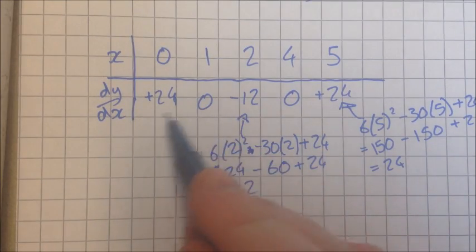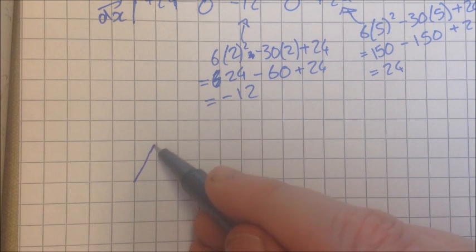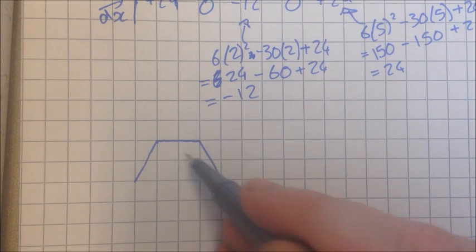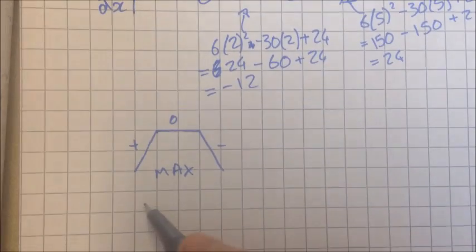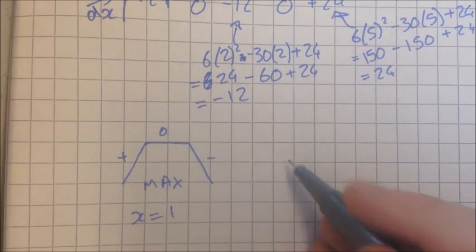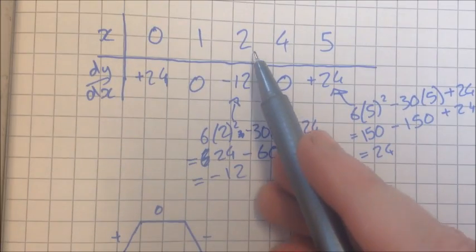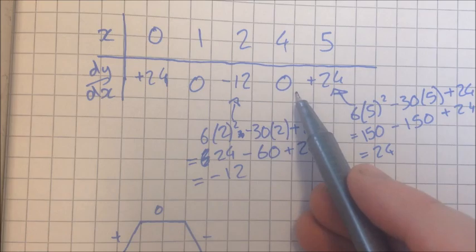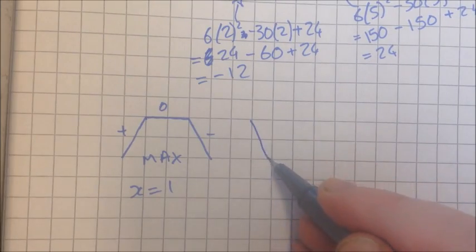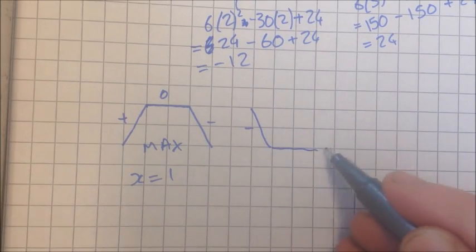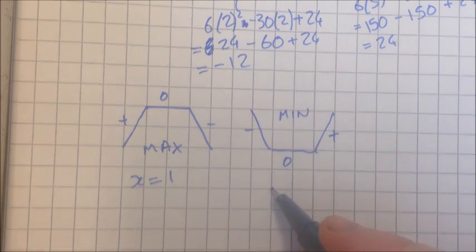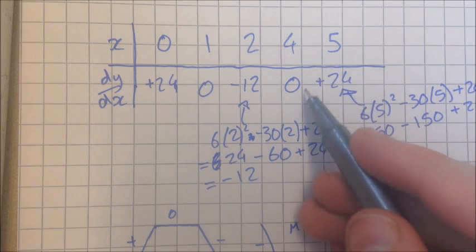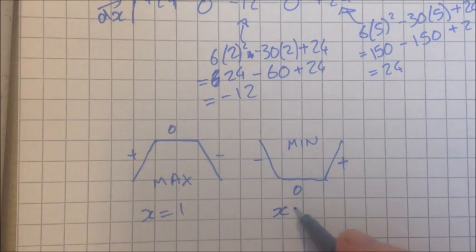So, first three values, positive, 0, negative. Positive, 0, negative. So that is a maximum. Remember that was at the point where x was 1, so I'll just write that down now. x equals 1. Next one, we had negative, 0, positive. Negative, 0, positive. That's a minimum point. So we've got x equal 4 there at that point.